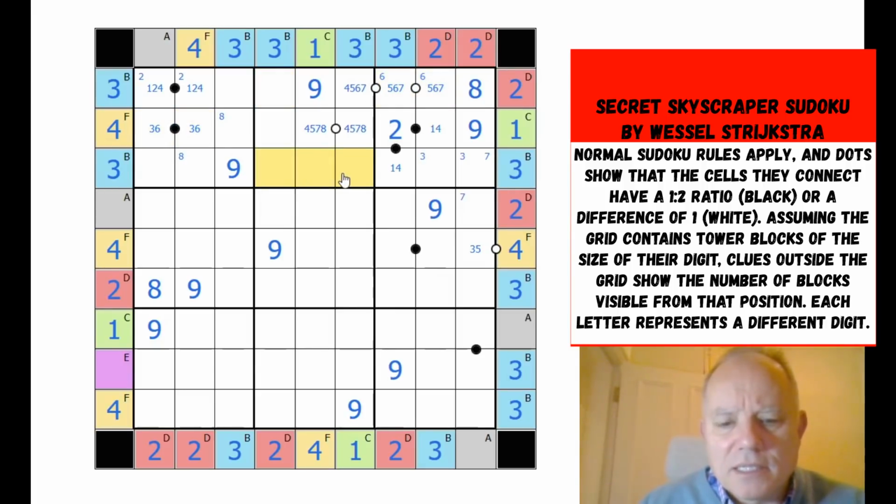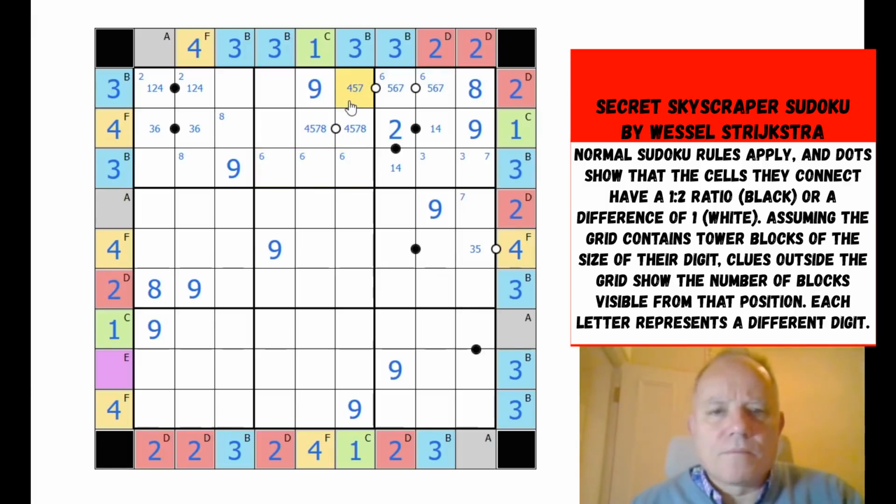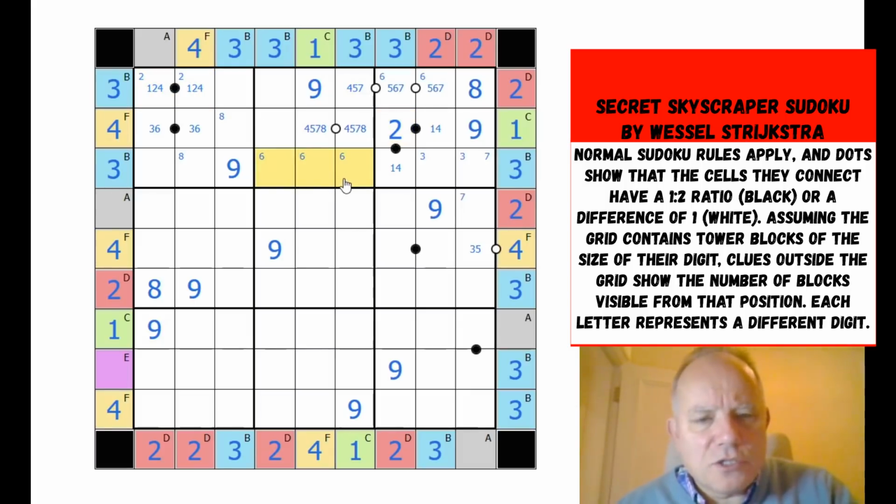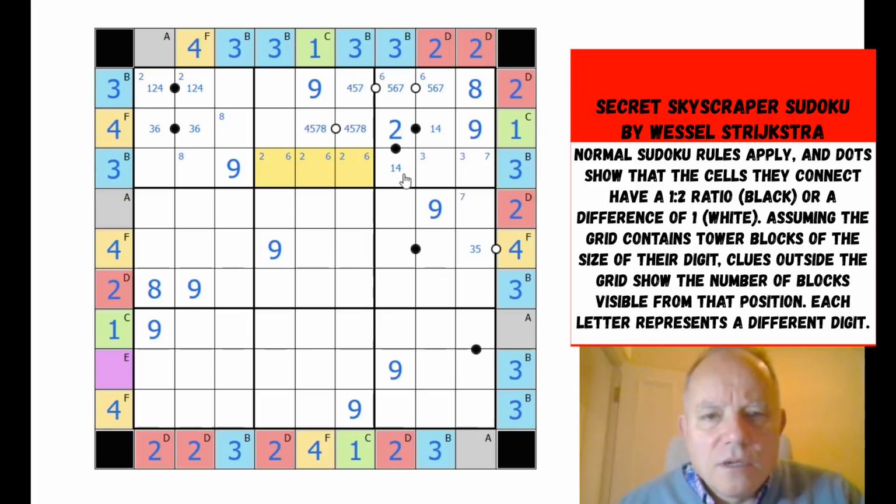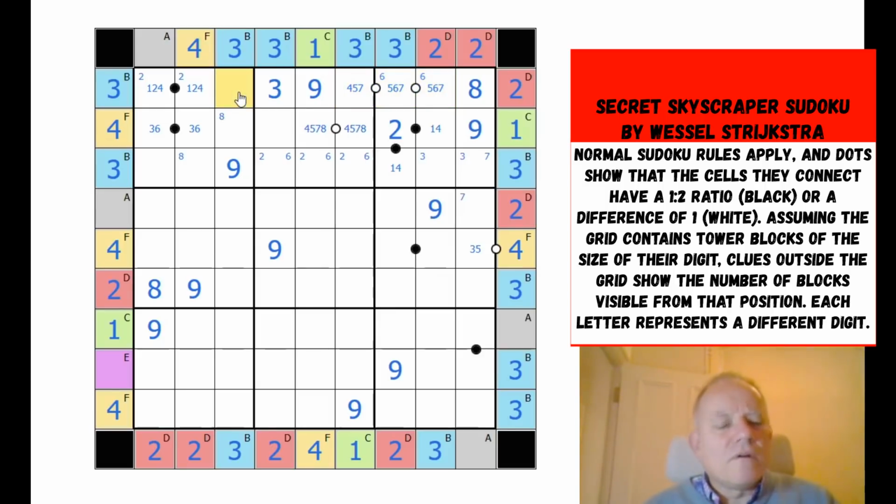One of these is a 6, not this one. Anything else like that? 2 there, 2 there. One of these is a 2. 3 there, 3 there. This is a 3, okay. Is that helping anything? One. So this is going to be, if that's 4, 5, 6, this is a 7. If it's 5, 6, 7, it can be 1, 2, or 4.